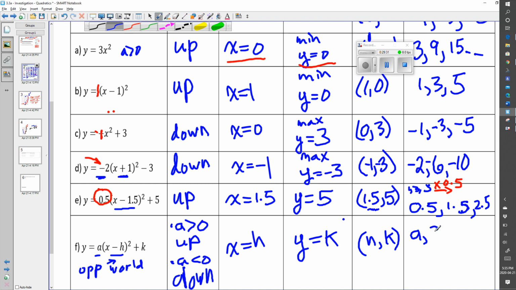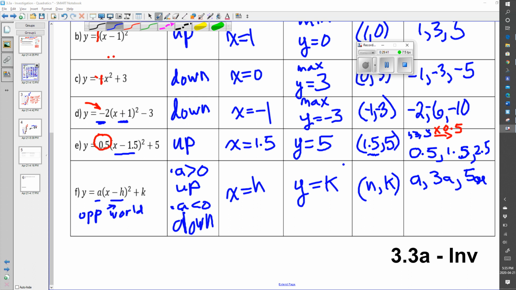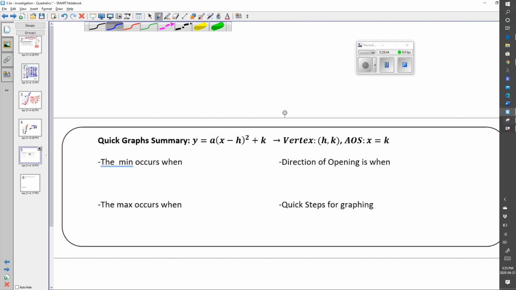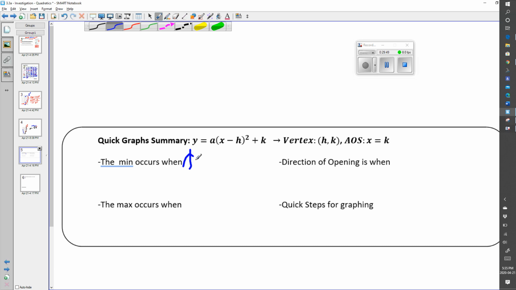And the steps for our parabola are a, 3a, and 5a, and 7a, and stuff like that. And that's it. So let's go over what we know. Based on the graph, a minimum graph for any parabola looks like this, doesn't it? And that's when our a value is bigger than 0. And that's our minimum. Okay?